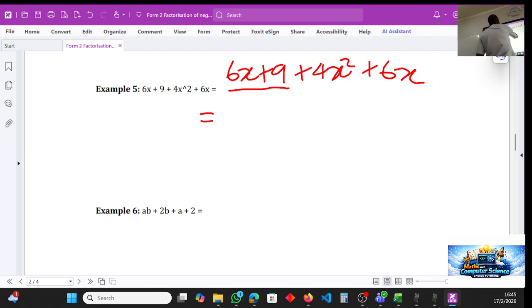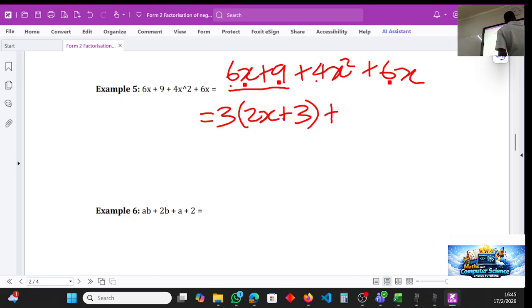I'll look at the HCF of 6 and 9. It will be 3. Then I check the variable. There's only x on the first part, second part there's no x. So I'll then open my bracket, say 6x divided by 3. That will give me 2x. There's a plus, I put my plus. 9 divided by 3 gives me 3. I close my bracket.